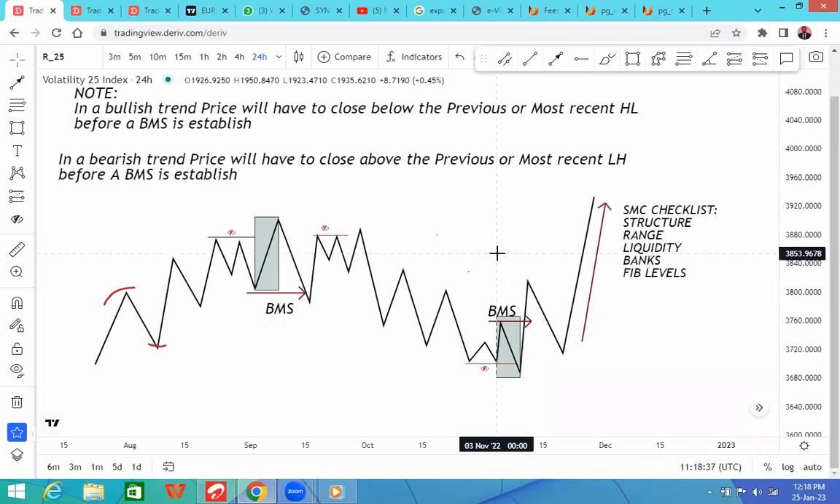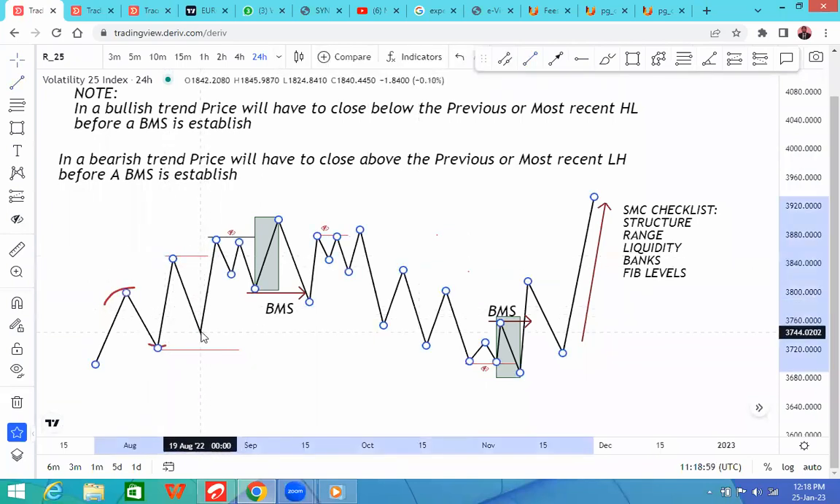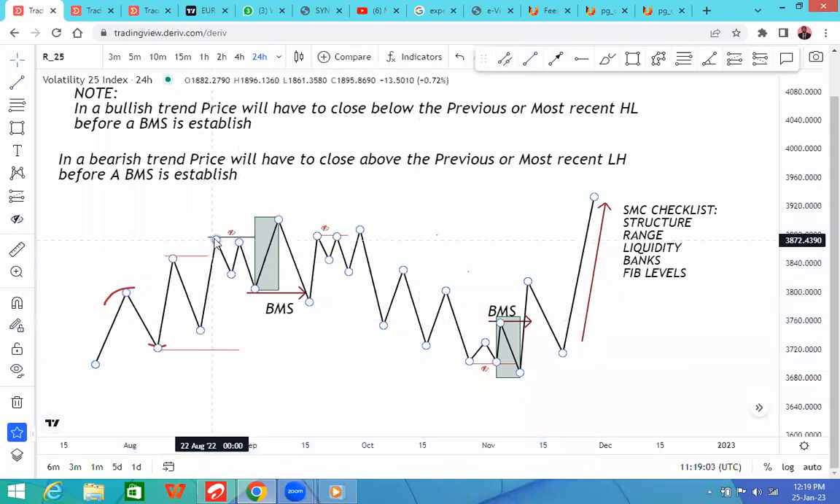Structure is, how do I put this now? For structure, you must be able to identify the major highs. We call them swing highs and swing lows. Price was here; this was the last low. And then this was the last high. So you are waiting for price to come and give you a higher low, and then you take price to a higher high.